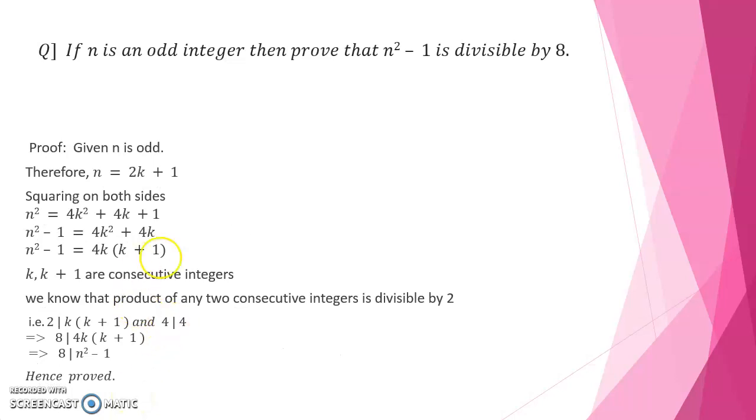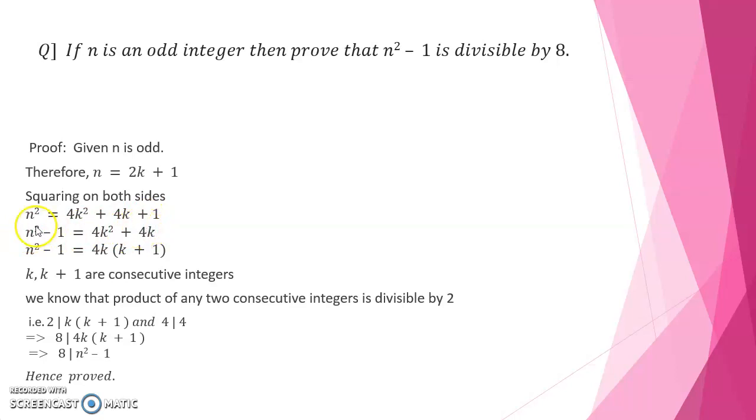One more important example I have considered here is: if n is an odd integer, then we have to prove that n square minus 1 is divisible by 8. n is an odd integer, so an odd integer has the form either 2k minus 1 or 2k plus 1. So n is equal to 2k plus 1. I square this on both sides. This is like a plus b the whole square, which is nothing but a square plus b square plus 2ab. So then I have n square is equal to 4k square plus 4k plus 1.